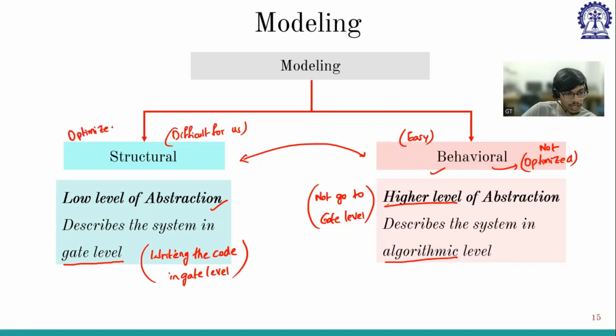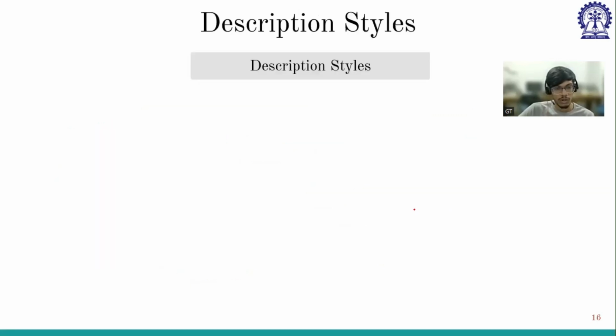So these are different modeling styles that we can keep. When we write at gate level, we call it structural code. If not, it is behavioral code. Both will implement the same logic, but the number of gates and the cost of the circuit differ. Here it is optimized, here it is not. Here the simulator is doing the job, so we might not know whether it is optimized or not, and in the majority of cases it might not be optimized.